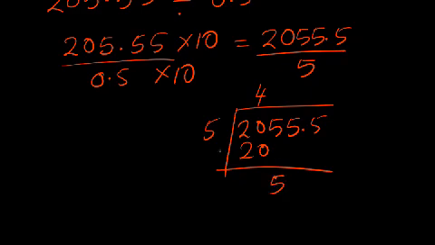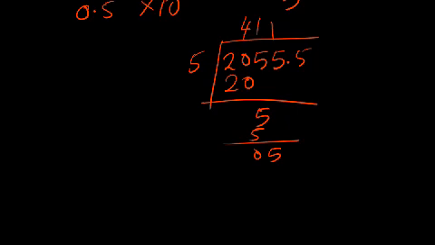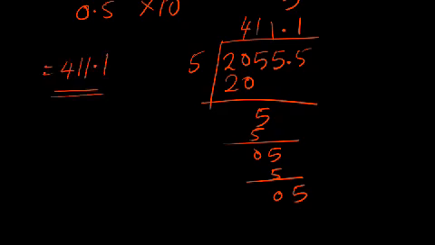Bring down the next digit. 1 5s are in 5. 5 minus 5 is 0. Bring down the next digit. Again 1 5s are in 5. Then you have to put the decimal point here because the dividend has a decimal point here. Then bring down the last digit 5. So the answer is 411.1. Okay.